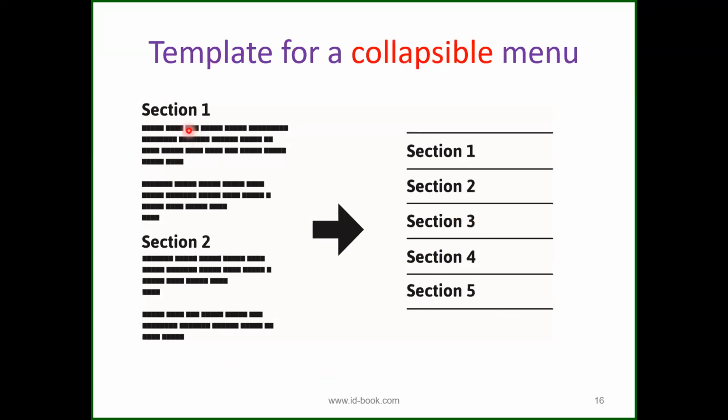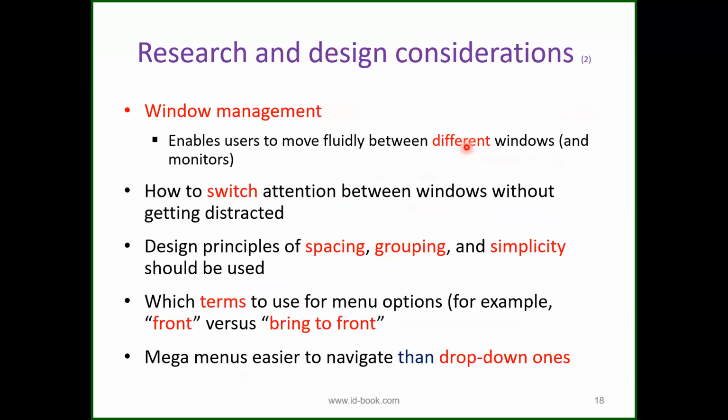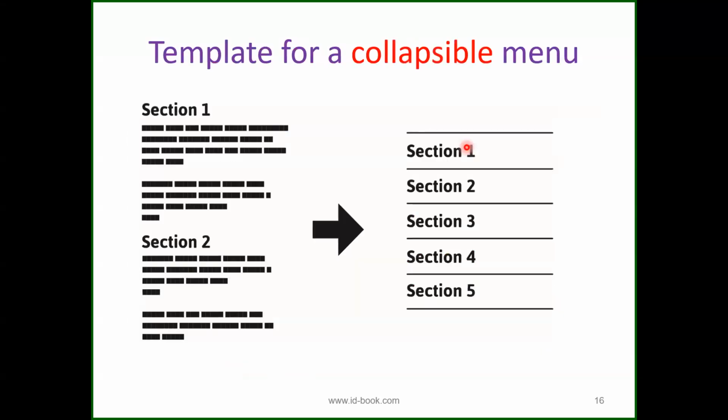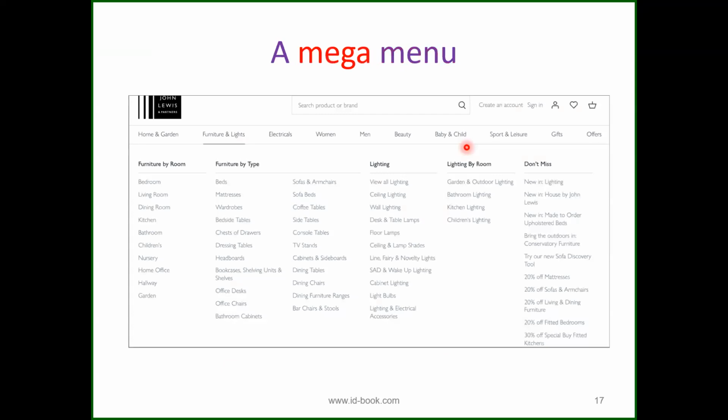This is a collapsible menu. I have a section 1 and a section 2, they are all collapsed. When I click on section 1, it will expand. When I click on section 2, section 1 will get contracted and section 2 will get expanded. This is called a collapsible menu, the menus that can be collapsed or closed. Now, mega menu.